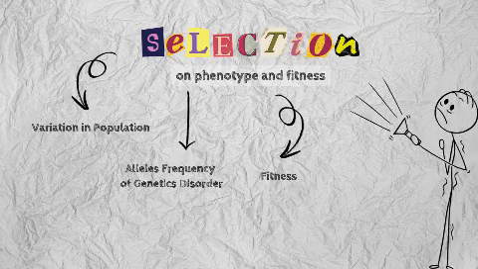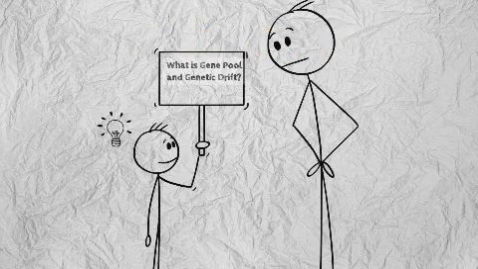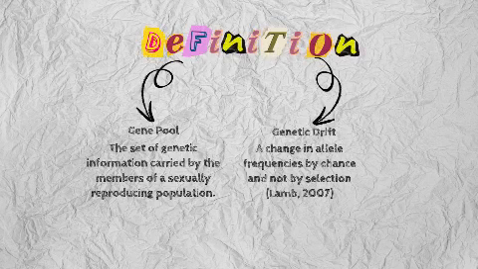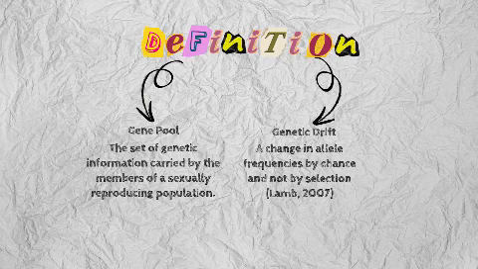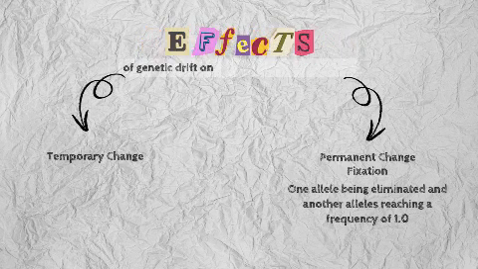Finally, let's discuss genetic drift and the gene pool. What is a gene pool? A gene pool is the set of genetic information carried by the members of a sexually reproducing population, while genetic drift is a change in allele frequency by chance and not by selection. Genetic drift has a big effect on small, isolated populations.